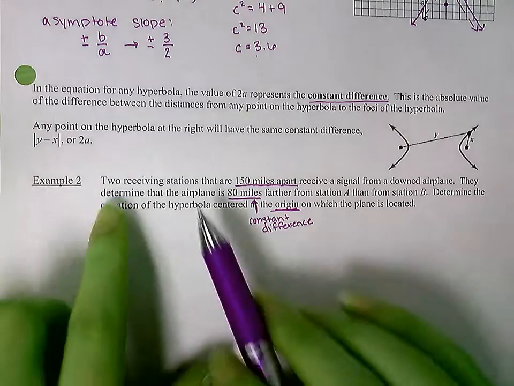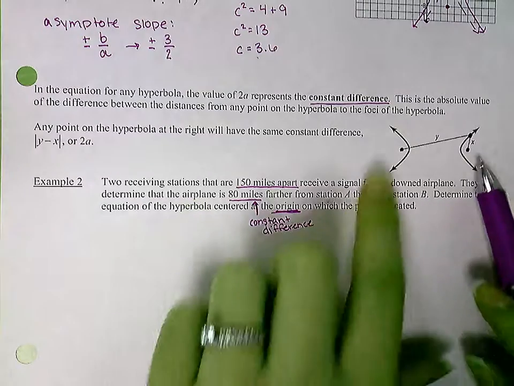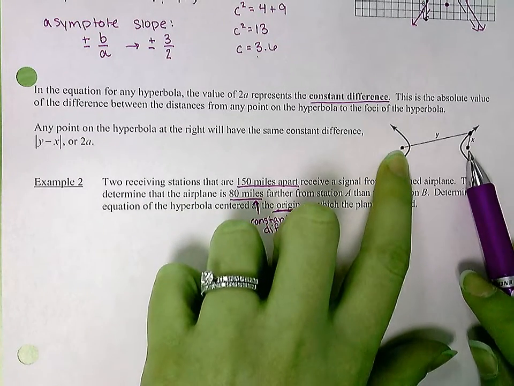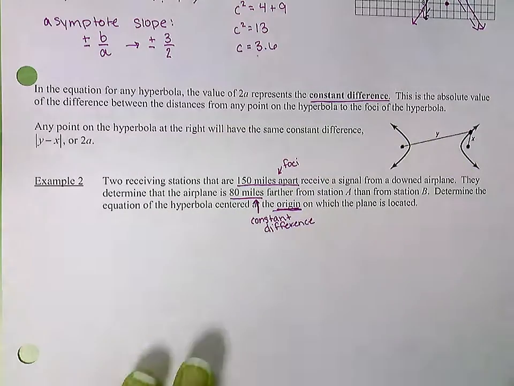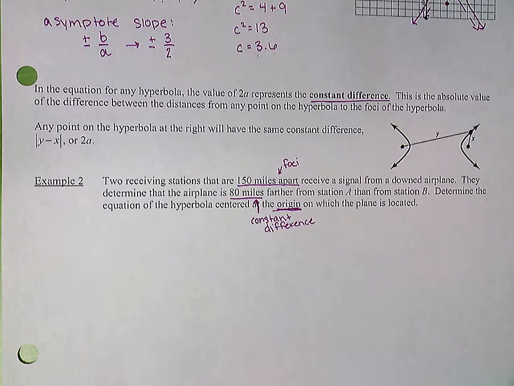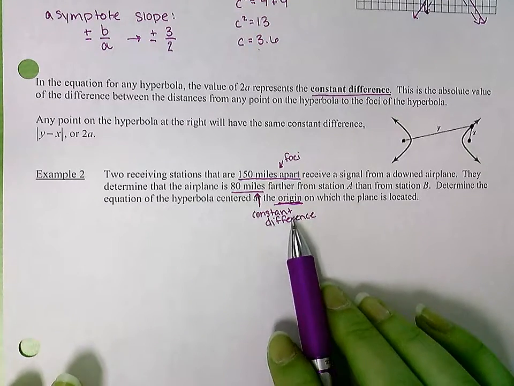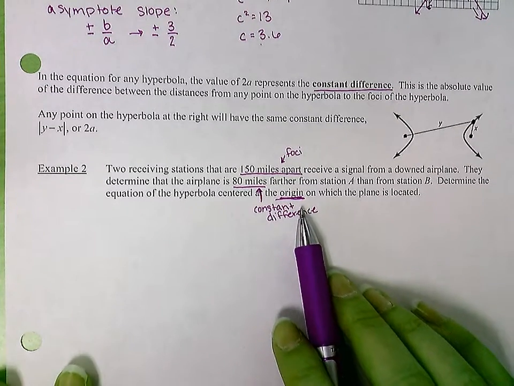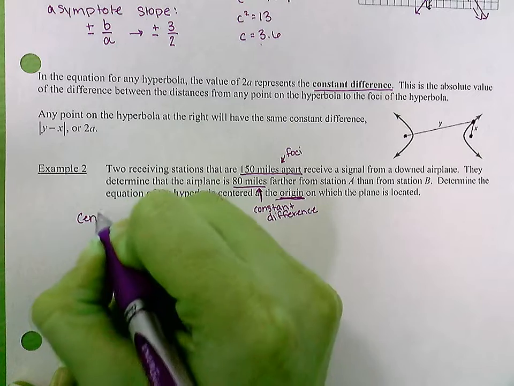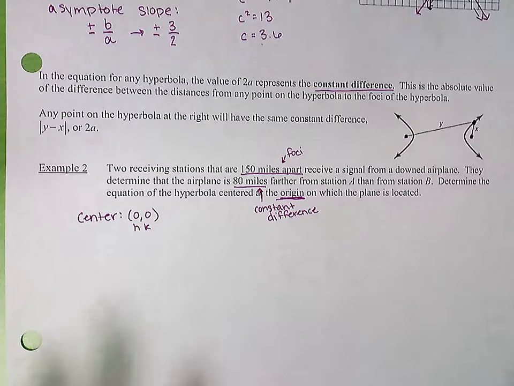Okay? So your 2 receiving stations that are 150 miles apart would be like your foci points. Okay? So these are the distance between your 2 foci points. Now if it says it's centered at the origin, what coordinate is that? 0, 0. Okay, so that's your H and K.